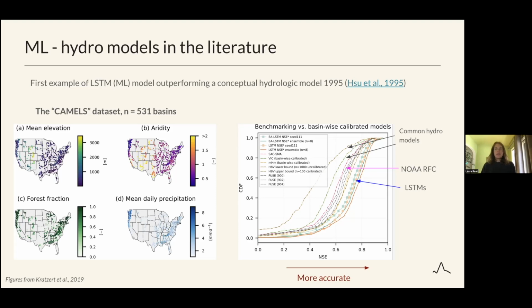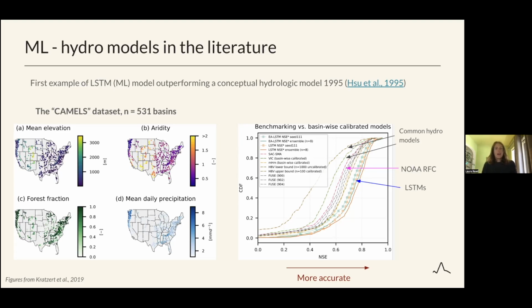And interestingly, it wasn't until about 20 years later that folks actually took this concept and did some larger benchmarking experiments to understand how well LSTM models do at predicting streamflow compared with some of the more typical conceptual models that are used by industry and government in the United States and North America.